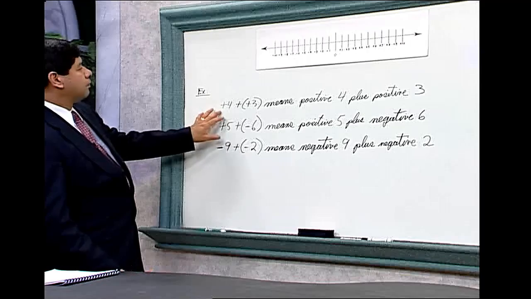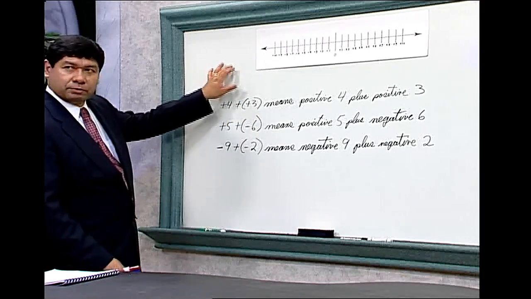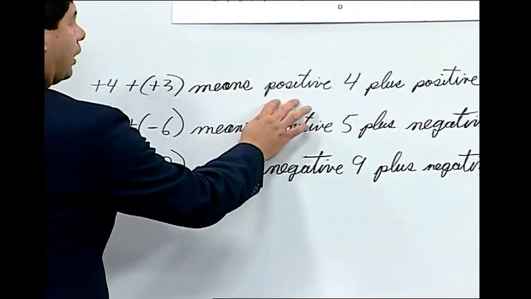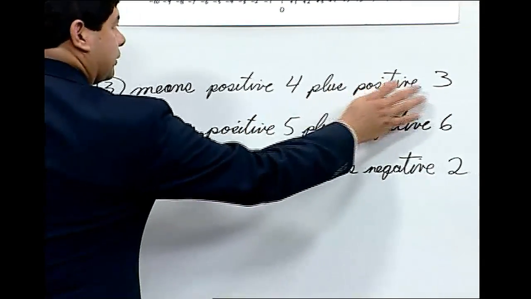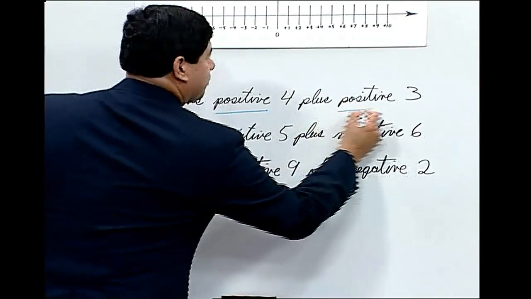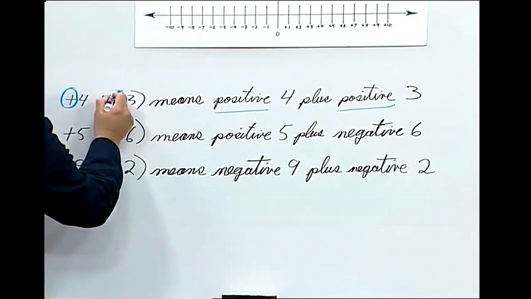Examples: positive 4 plus positive 3. This is a number sentence. This is the way it is written. It means positive 4 plus positive 3. And I'm going to highlight this. This is positive and positive, indicating our positive sign here and our positive sign here.